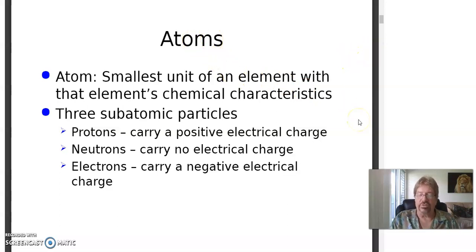But there are also subatomic particles that make up the atom, and there's three of those that we're going to learn. Protons, which have a positive electrical charge. Neutrons, which are neutral, that's why they get the name neutron. And electrons, which have a negative electrical charge. A proton has a charge of positive 1, an electron has a charge of negative 1.